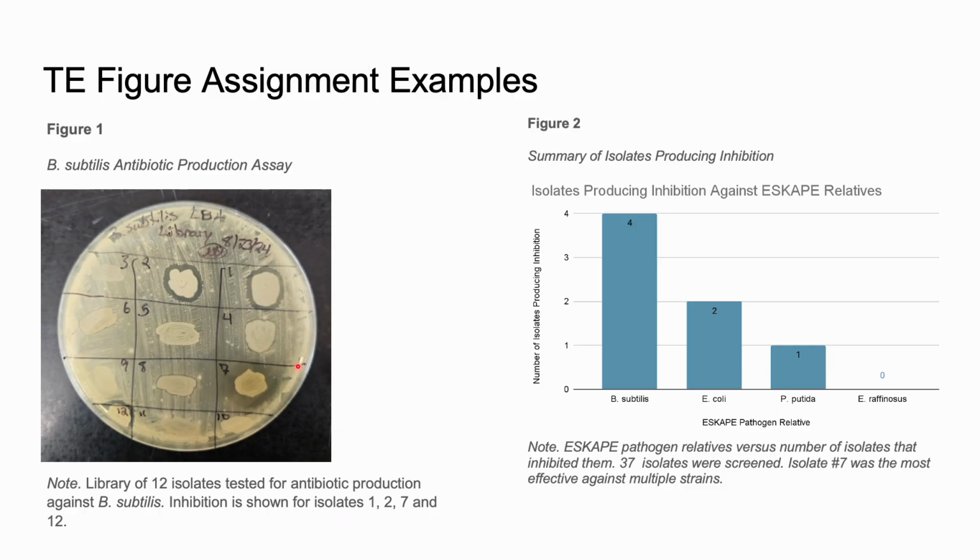You could even add arrows to your figure to help call out some of that data if you wanted to emphasize it. Over here, we have labeled axes. So this one is the number of isolates producing inhibition. So we had 4 isolates that produced inhibition against B. subtilis, which is that plate you see to the left. Of those same isolates, 2 of them produced inhibition against E. coli, 1 against P. putida, and none against E. raffinosis. And so then we also note how many isolates total were screened, and that isolate number 7 had broad spectrum use. So it was effective against multiple strains.